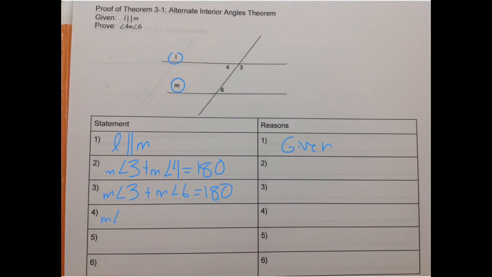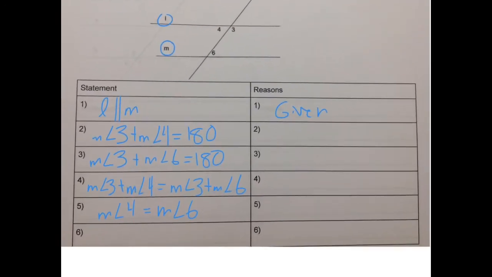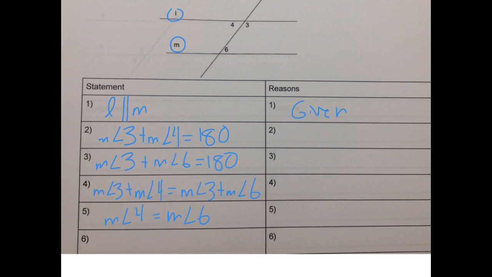Then we're going to jump to the measure of angle 3 plus the measure of angle 4 equals the measure of angle 3 plus the measure of angle 6. Why is that statement true? Then how do we get to the measure of angle 4 equals the measure of angle 6? Angle 4 is congruent to angle 6.